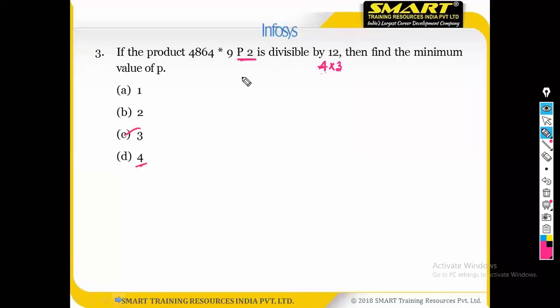So here if you are choosing p is equal to 3, yes, 32 is divisible by 4, but if you are using 3 here, then you can take only this number. This is not a digit, this is a multiplication symbol. So you can check only for this number, that is 9p2. Suppose I take p is equal to 3, what's happening? 9 plus 3 plus 2 comes as 14. 14 will not be divisible by 3. So p is equal to 3 is wrong.